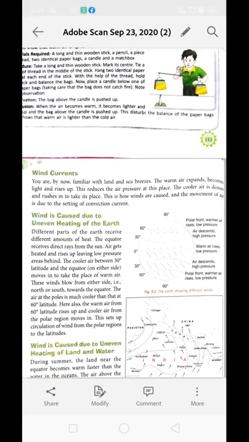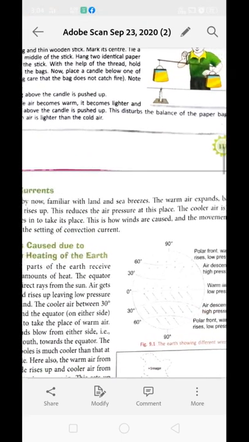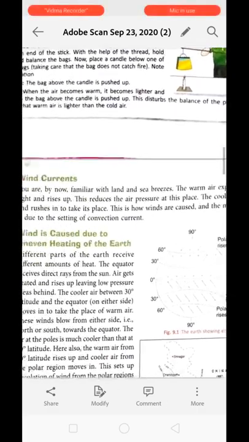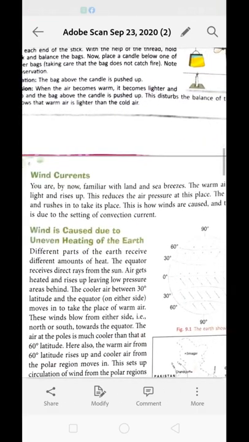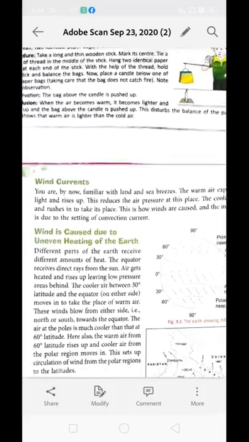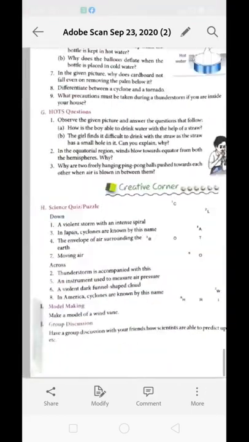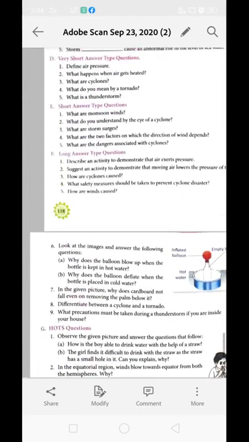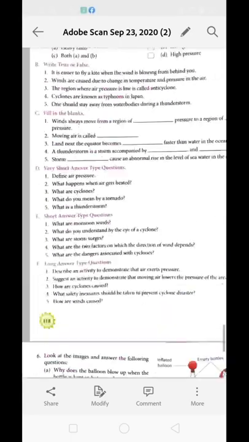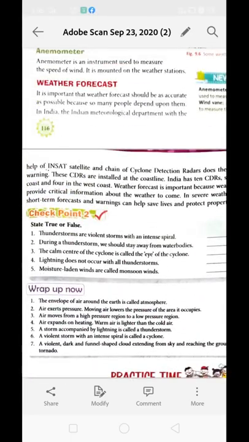The warm air expands, becomes light and rises up. This reduces the air pressure at this place. The cooler air is denser and rushes to take its place. This is how winds are caused. Next is question number 3. What are cyclones? You can write the answer from here.